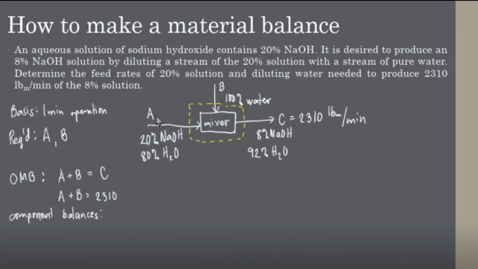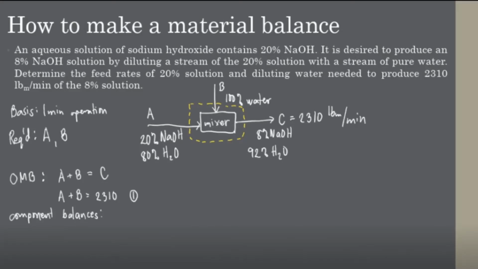If you take a look at the systems, stream A contains two components, NaOH and water. Stream C also contains two components, NaOH and water. But stream B only contains one component, that's water, because stream B does not contain any sodium hydroxide. So we say that for the entire system, we have two components, and therefore, you have the capability to perform two component balances, one for sodium hydroxide and the other for water. But in this case, we only need one of the component balances because we already have our equation number 1, which is our overall material balance.